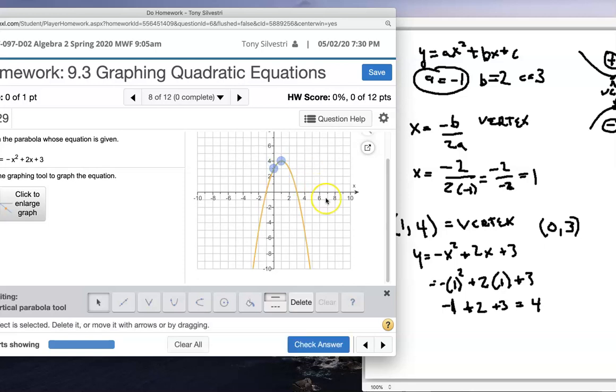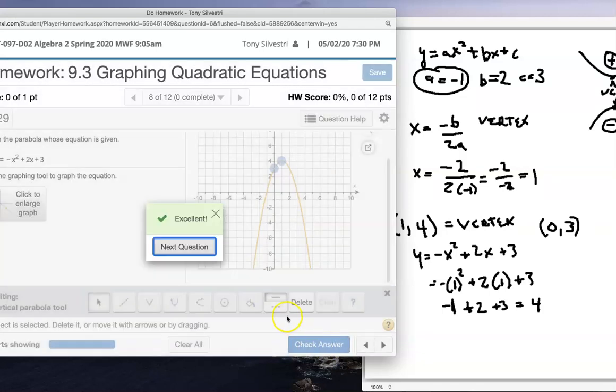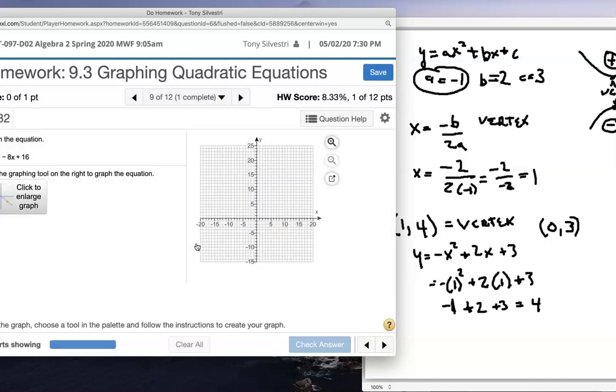Click it. That's a beautiful graph. Look at that, that graph is going down. I'm going to click check my answer, and I got an excellent. And you're going to basically do this for 5 or 6 problems. Okay, what's the next question?